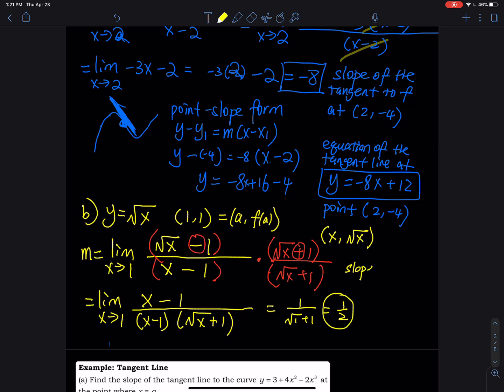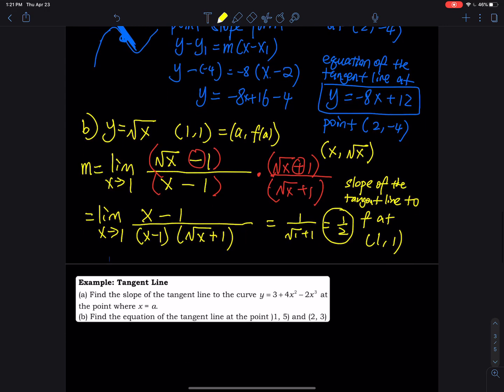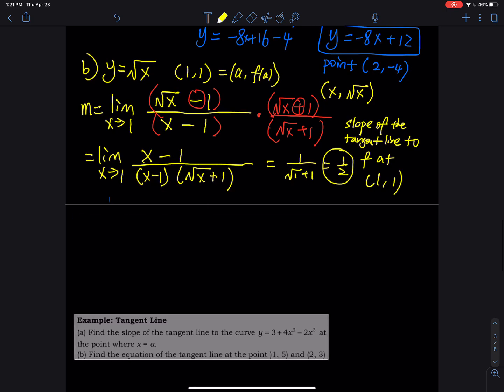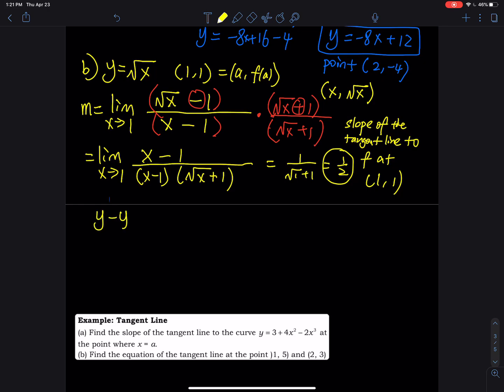So the slope of the tangent line, tangent to the function at 1 comma 1. So the next thing that you have to do is find the equation of the tangent line. That is only a slope. I need the entire line. So to do the entire line, let me move this problem down. To find the entire line, you have to use the point slope form. y minus y1 equals m times x minus x1. So a point is given, y minus 1 equals the slope times x minus x1.